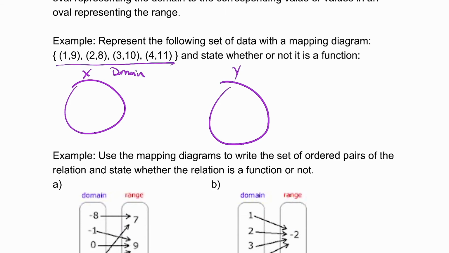Remember, x is my domain, my independent variable, and y is my range. So my x values here are going to be 1, 2, 3, 4. And then what are my y values? In this case, again, because it's a set, it doesn't have to be in order, so I'll just list it out numerically. It's going to be 8, 9, 10, and 11.